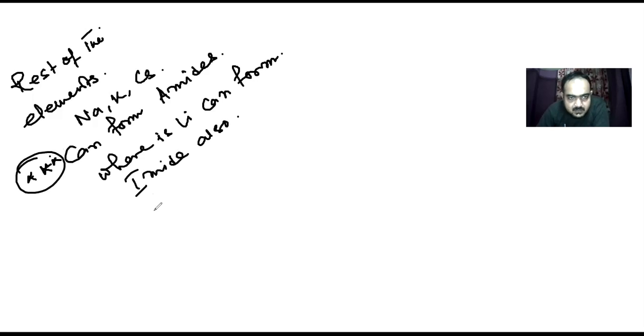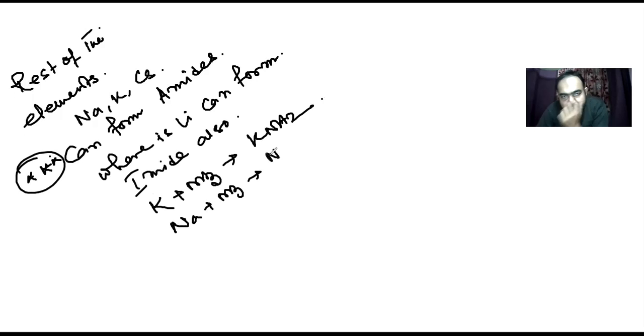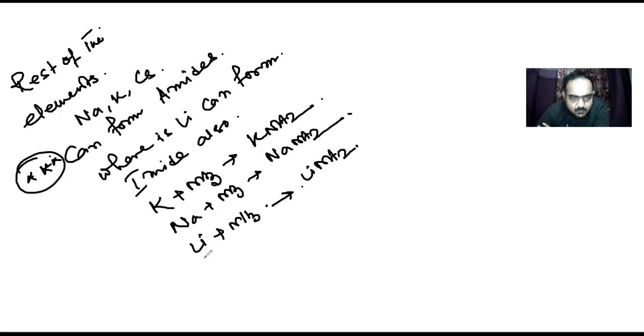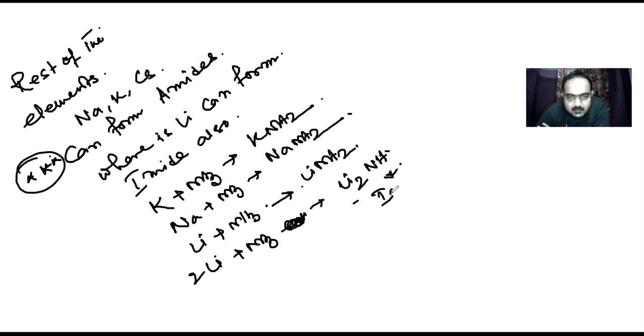Imide also, such as you can see potassium plus ammonia. This will produce KNH2, potassamide. Na plus ammonia will produce NaNH2, sodamide. But lithium, you can give in excess of ammonia. First you can form LiNH2. This can also be formed. But whenever you give excess of lithium, then it will form Li2NH. This is known as the imide.